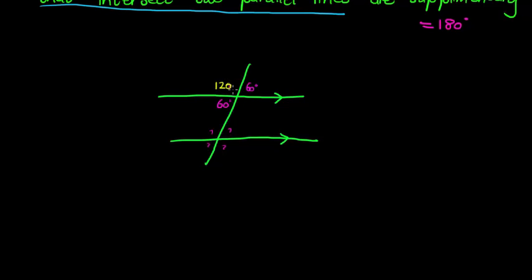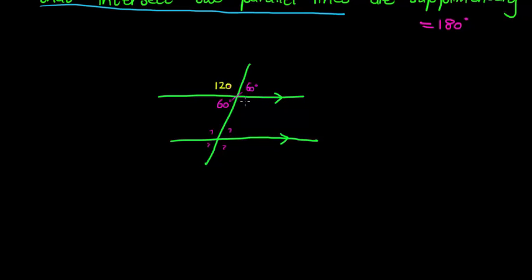I used, since both angles are on a straight line. Good, thank you. And then why is this one 60? Oh, it's 60 because they're also on a straight line with the 120, or vertically opposite. You could choose which one you want to use.